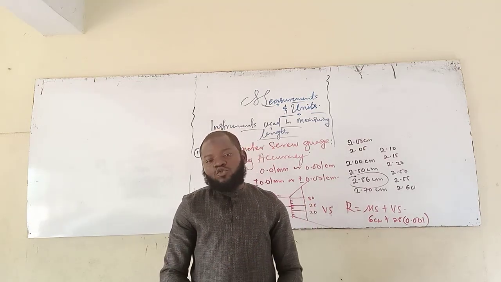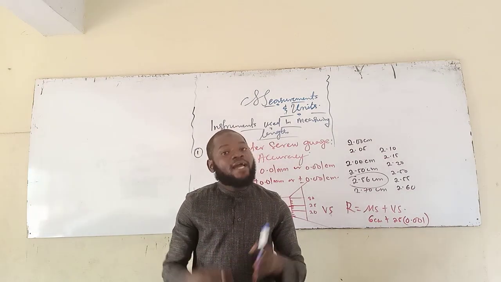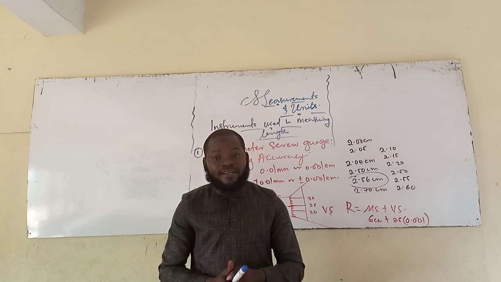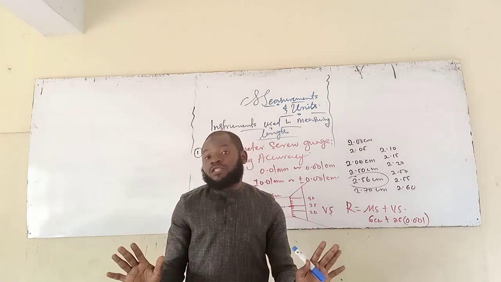The next instrument is what? Time. What are the tools that we use to measure time? Our stopwatch is there. Our pendulum bob is there. The heartbeat is there. The sound clock is there. The frequency method is there. There's not much to know about that except what I've just said now.